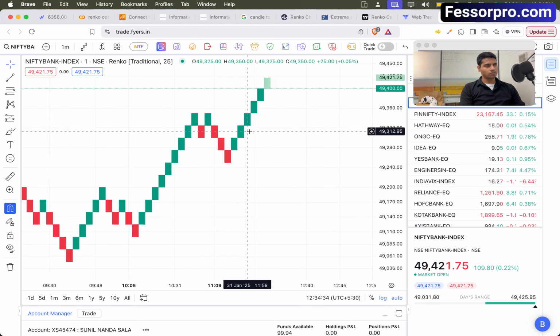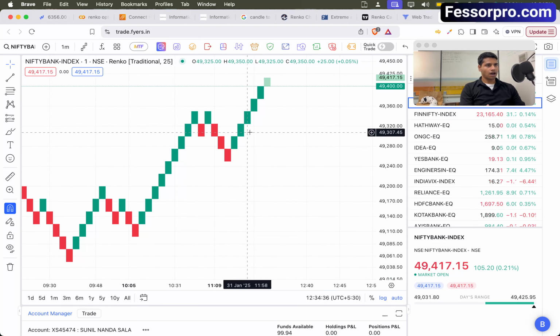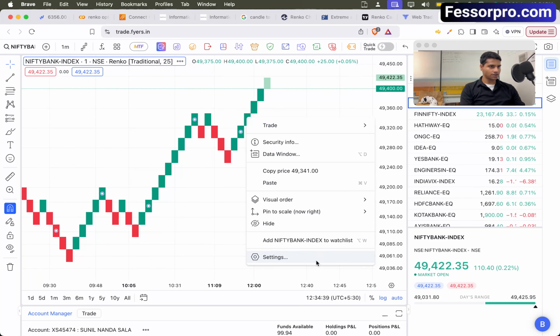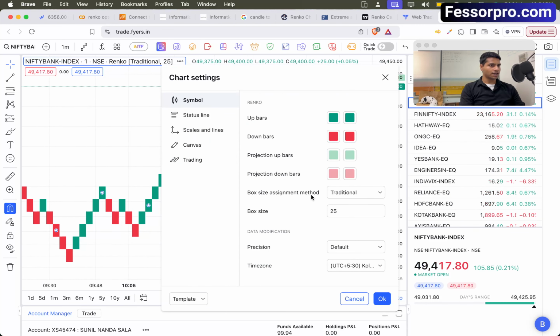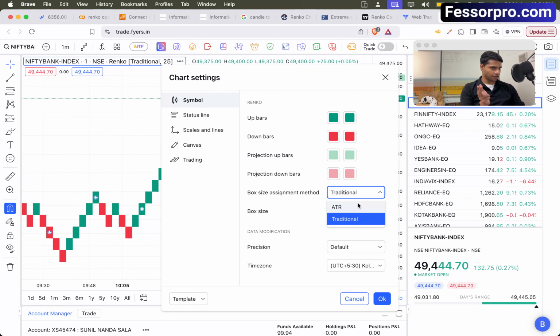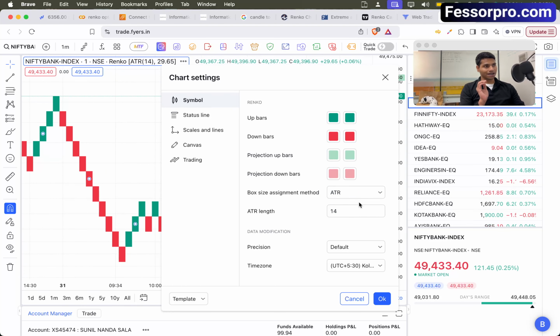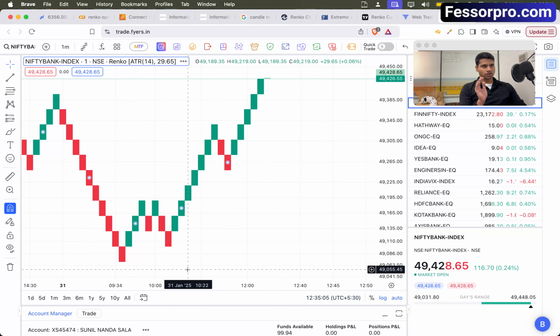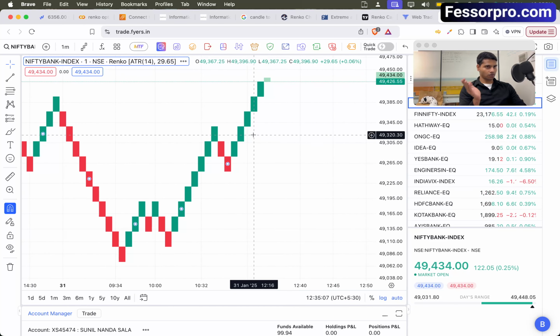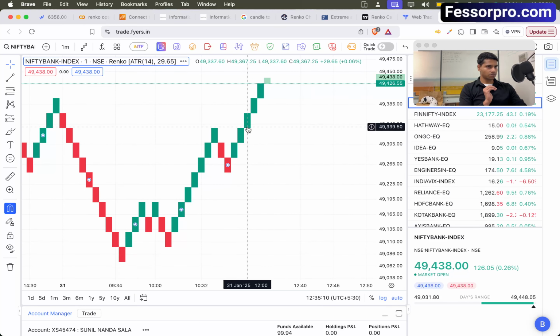Now in a Renko chart, the most important parameter is the brick size. How do you change the brick size? If you right click and click on settings, you will see the box size assignment method. Right now I've selected traditional. There are two options, one is traditional and one is ATR. When you click on traditional, you can give your own box size and the box size can be anything. And when you click on ATR, it will use the current ATR, whatever the current ATR is with a 14 period, and it will use that number as the box size. Okay, so this is how you change your setting from candle to Renko, and this is how you can change the box size.